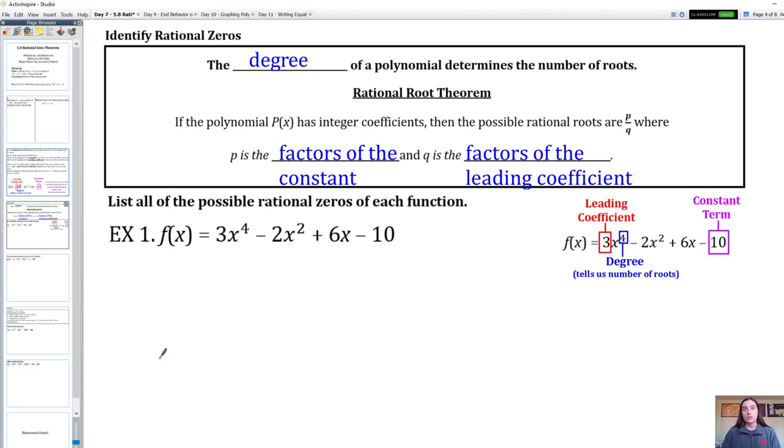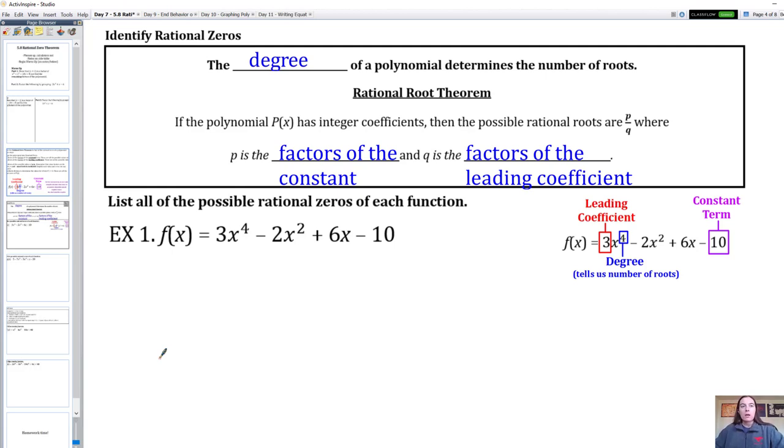So first things first, the degree of a polynomial, which is the highest exponent in that polynomial, tells you how many roots the polynomial is going to have. If your highest degree is 2, you're only going to cross the graph 2 times. If your highest degree is 8, you'll have 8 roots. So it all depends on that highest degree. Again, we're using the letter P as the factors of the constant, and we're using the letter Q as the factors of the leading coefficient.